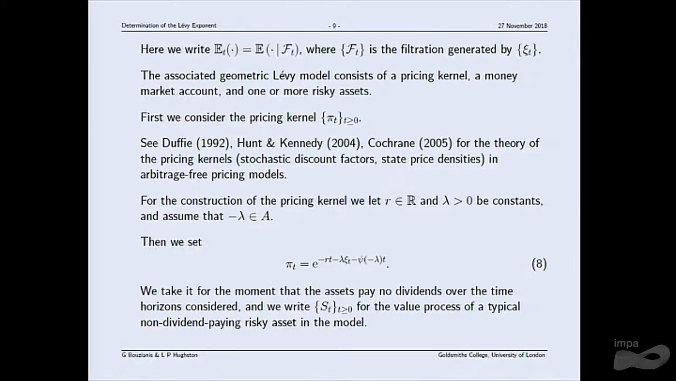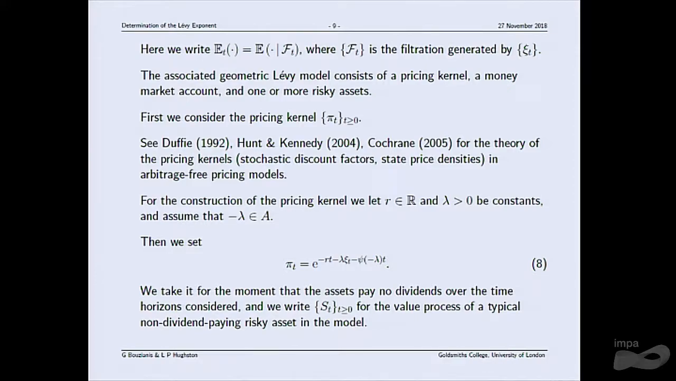So in the case of a Levy model, what we do is we let lambda be a positive constant, and we require that minus lambda should lie in the set A of values of alpha for which exponential moments exist. We've required that this set is open and that it contain the origin, so we can find values of lambda such that minus lambda is in A.